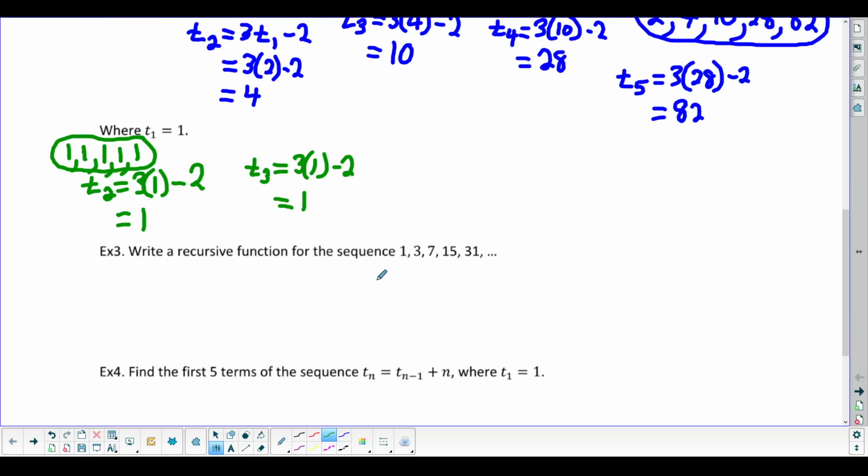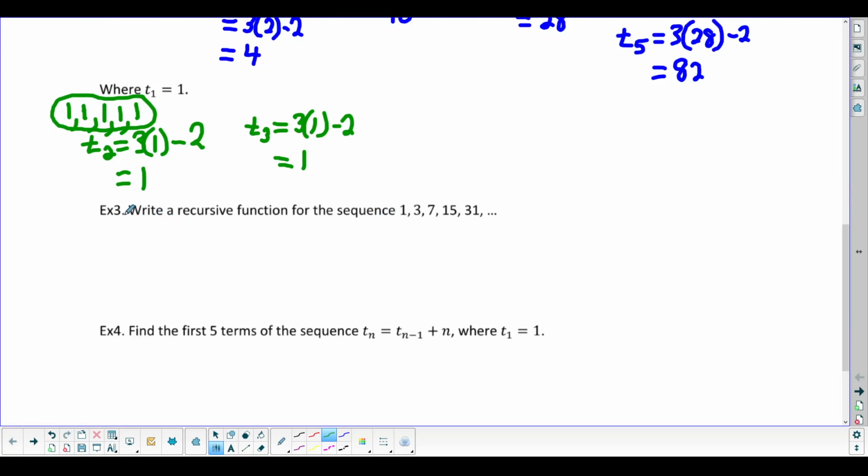Okay. Let's look at the next one here. So this time we want to write a recursive function for the sequence 1, 3, 7, 15, 31. Okay. So this is perhaps the more challenging thing because there is not necessarily a straightforward technique, strategy, or process to find the recursive function for a sequence. And so you just kind of have to try things until you figure out a pattern that works and then write it algebraically. So I'll walk through this one and walk through my thought process.